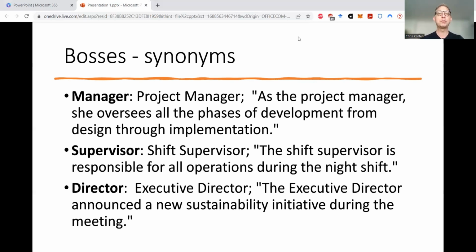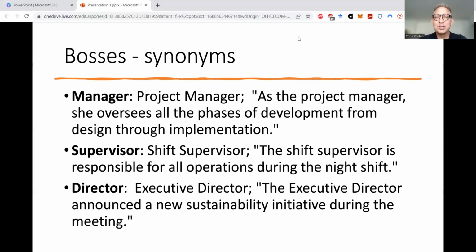Director, of course, we know about. You can be a director of a play. So if you're a theater director, you can direct a play. A friend of mine is a Shakespeare director. He directs plays that Shakespeare wrote or that were adapted from Shakespeare's works, novels.